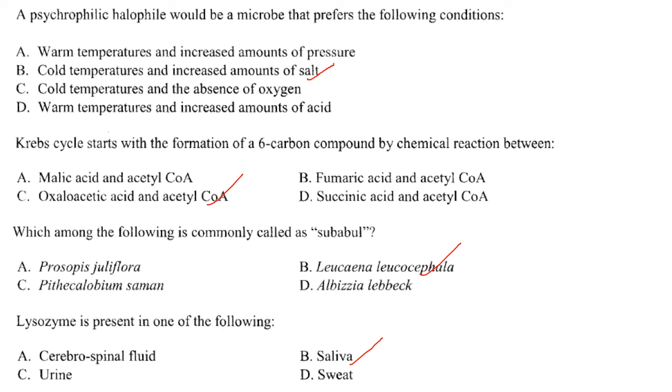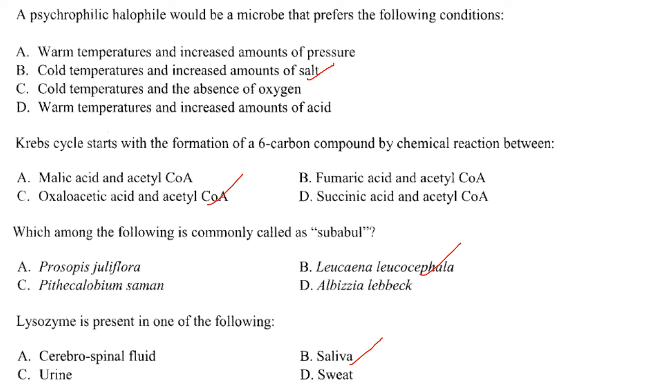Then Krebs cycle starts with the formation of a 6-carbon compound by chemical reaction between oxaloacetic acid and acetyl CoA. Answer is option C. The 6-carbon compound formed is citric acid, and this reaction is catalyzed by citrate synthase. Answer is option C. Then which among the following is commonly called subabul? So it is Leucaena leucocephala. Answer is option B.